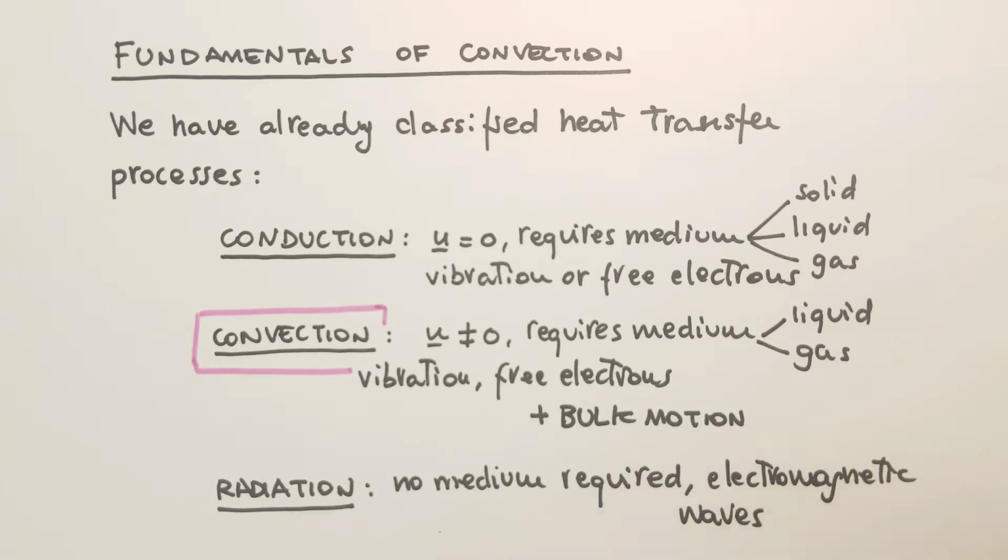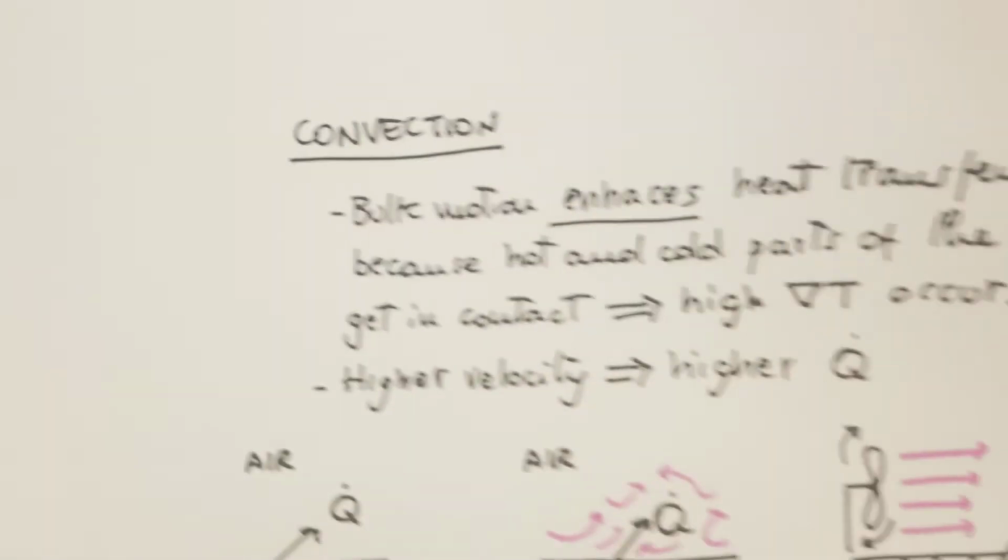And also we talked about radiation, and radiation is of course due to electromagnetic waves. One of the main differences from conduction and convection is that radiation does not require a medium to operate. So let's talk a bit more about convection.